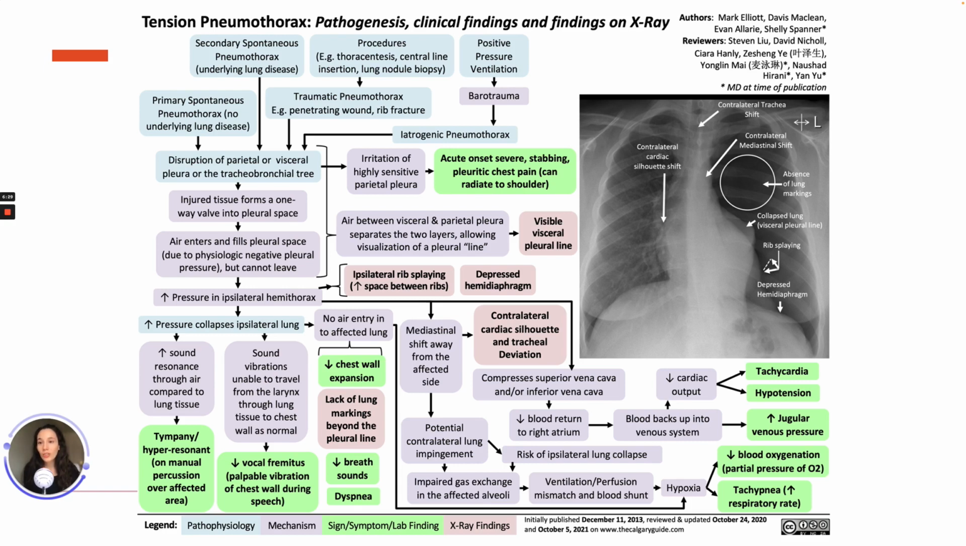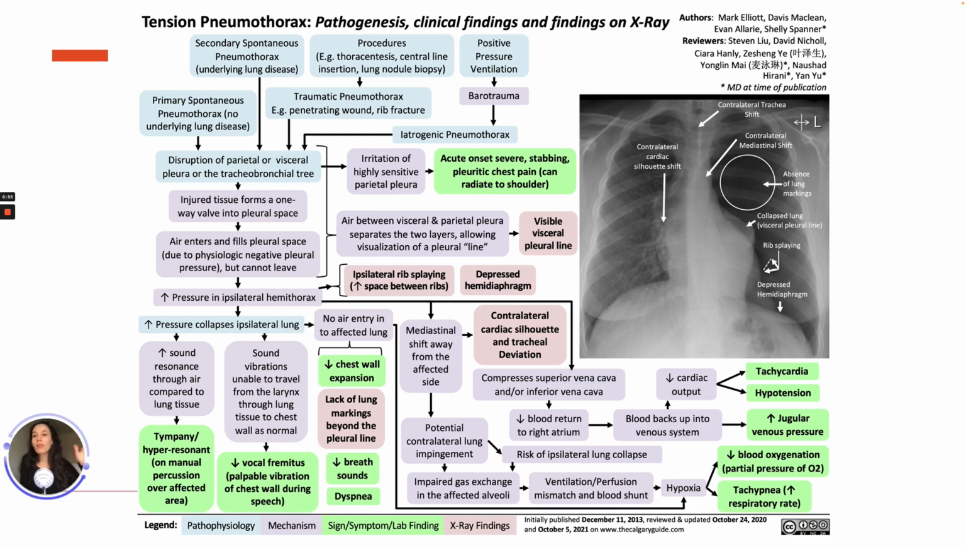And then we can also see, again, coming back to that pressure in the ipsilateral hemothorax, we can follow it over here. It's going to lead to compression of the superior vena cava and inferior vena cava, which is going to decrease blood return to the right atrium, and the blood backs up into the venous system, which is going to decrease the cardiac output and lead to increased jugular venous pressure, tachycardia, and hypotension.